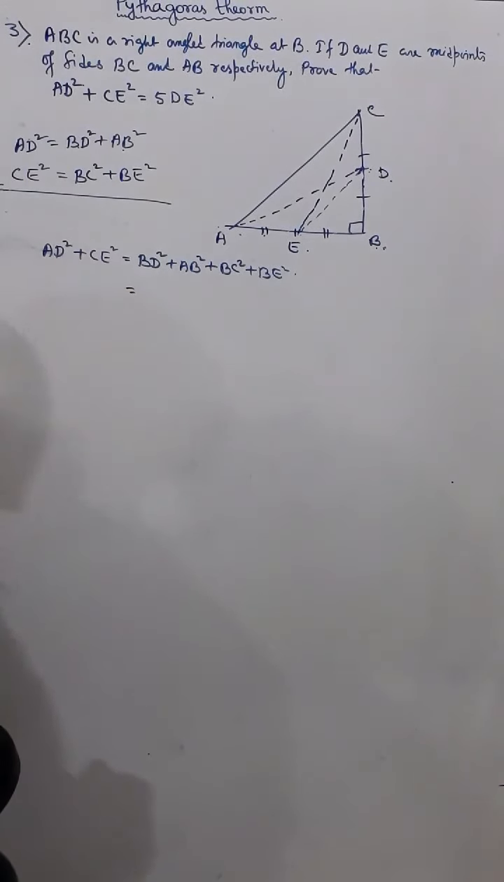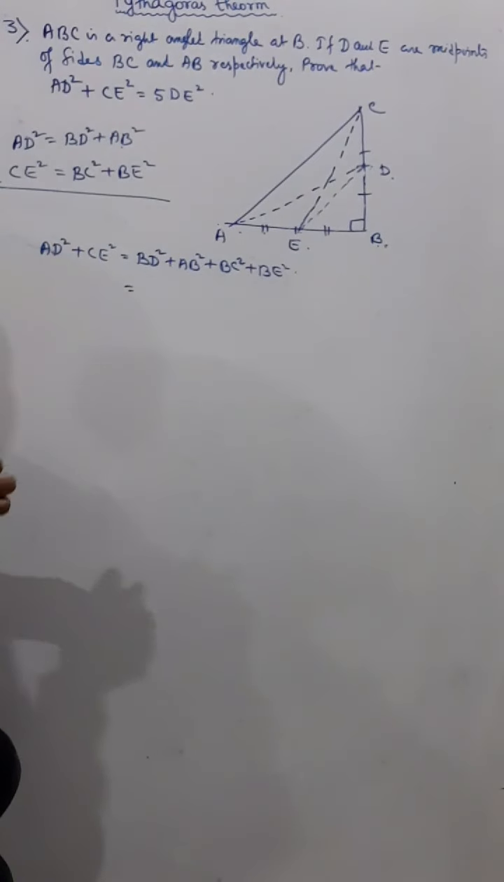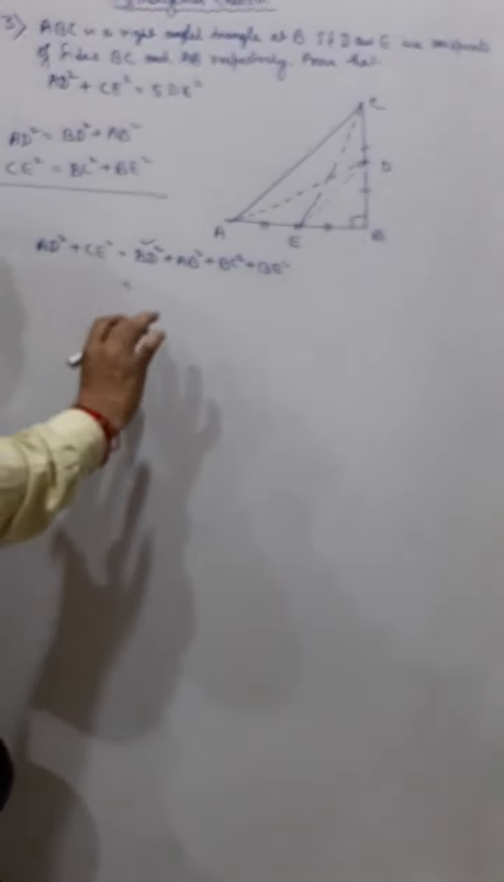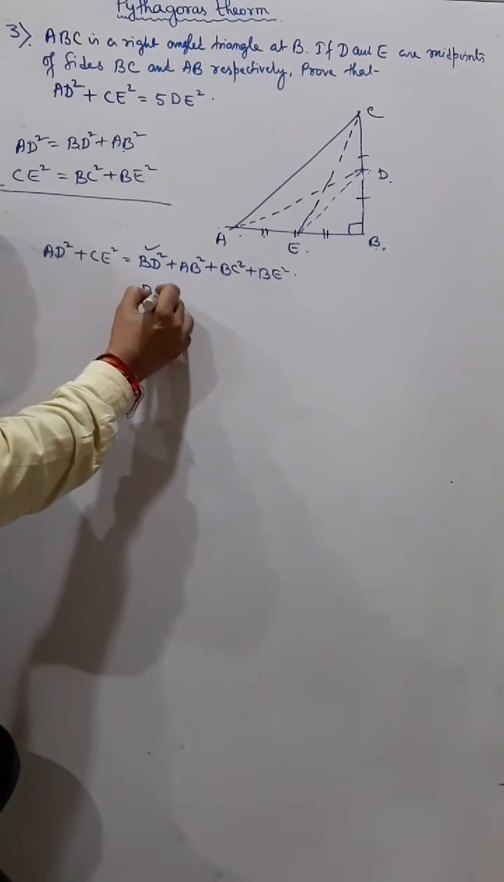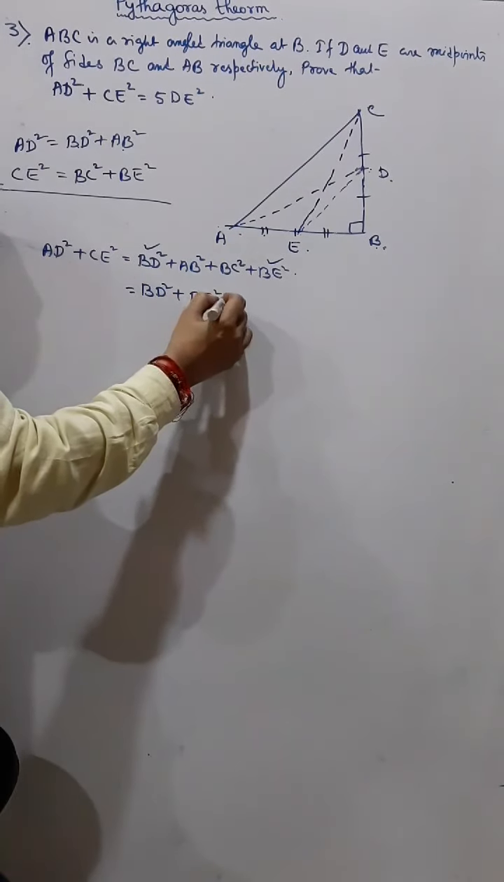Now try to understand what you need on the right hand side. On the right hand side you need only DE square. DE square means BD square and EB square. So on this right hand side we just want BD square and BE square; you don't want any other thing. This BD square is required, so I will keep it like this. This BE square is also required, I will keep it, but this AB square is not required.